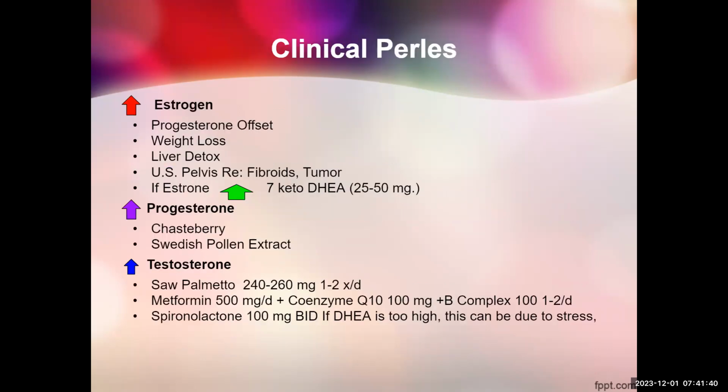Again, clinical pearls: estrogen, progesterone offset, weight loss. If the estrone is high, 7-keto DHEA. To increase progesterone, a chasteberry and black cohosh combination, or the Swedish pollen extract, that would be Serenol. And for testosterone, we talked about metformin, spironolactone. I usually stay away from metformin. And if you do use metformin, remember to add in coenzyme Q10, at least 100 milligrams, and a B complex.